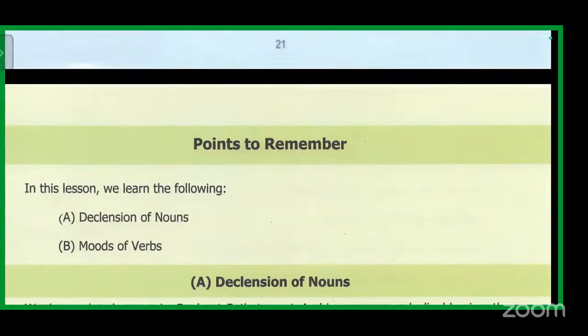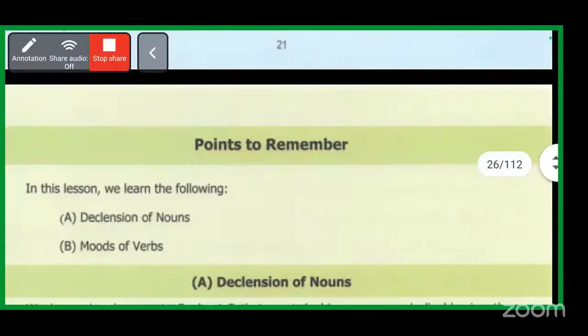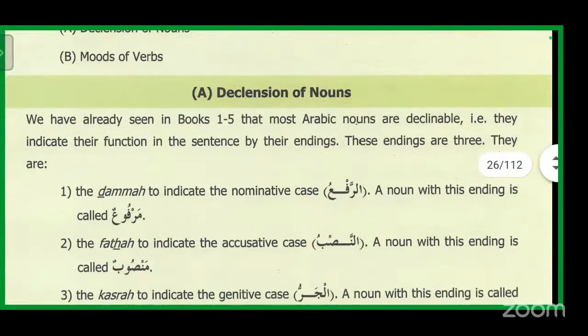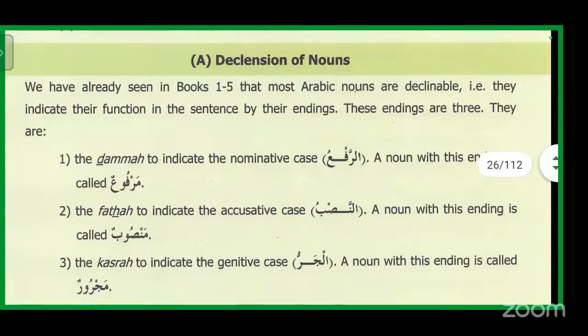Okay. So Bismillah. Page 20, points to remember. In this lesson, we learn the following: declension of nouns and moods of verbs. A. Declension of nouns. We have already seen in books 1 to 5 that most Arabic nouns are declinable, mu'rabun. That is, they indicate their function in the sentence by their endings.